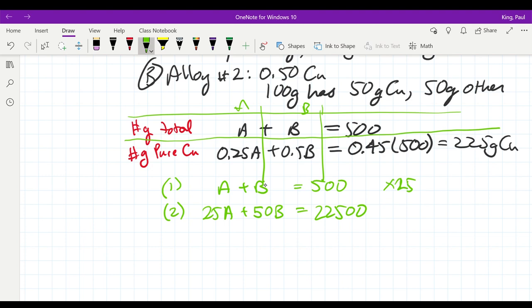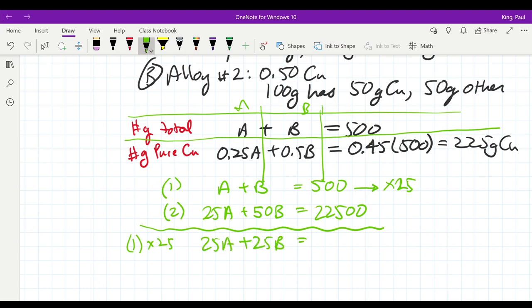So then basically, we're multiplying equation 1 by 25. And that's 25A plus 25B is 500 times 25. So 500 multiplied by 25 on my calculator is 12,500. Okay. Equation 2 will leave the way it is, 25A plus 50B is 22,500, and that's equation 2.